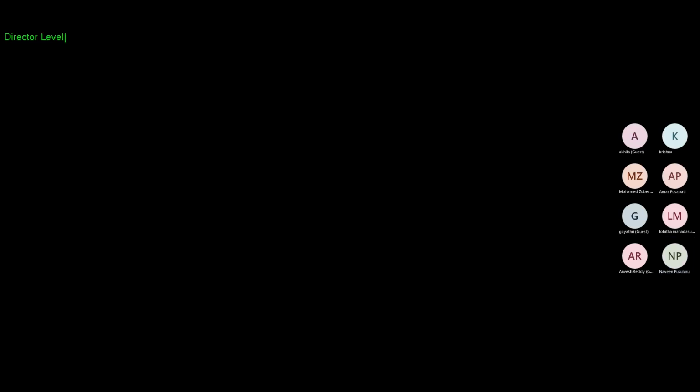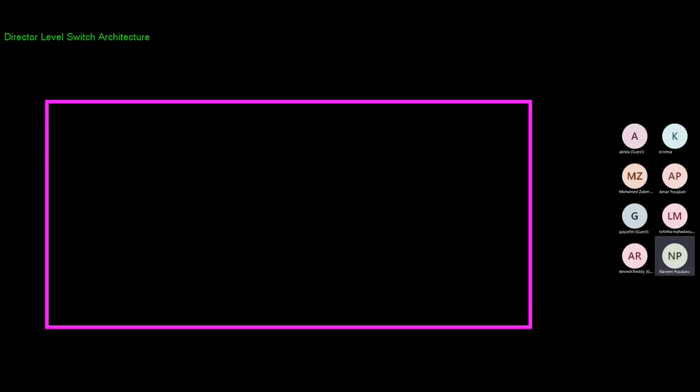Director level switch architecture. We'll talk about the director level switch architecture. So normally a director level switch will be like this. There will be a big cage. You can say this is a big steel frame or iron frame. We'll call it a cage. So this cage will be divided into parts.